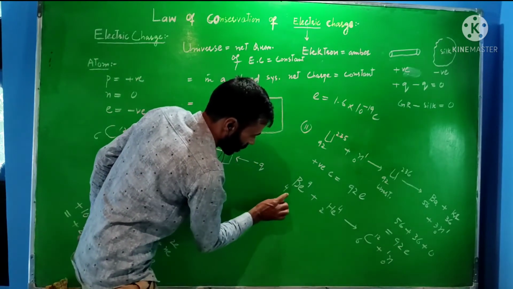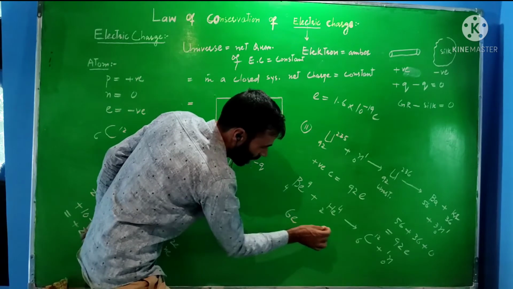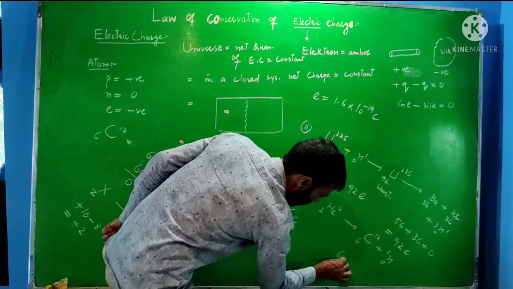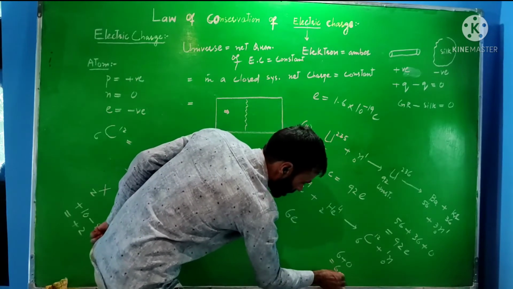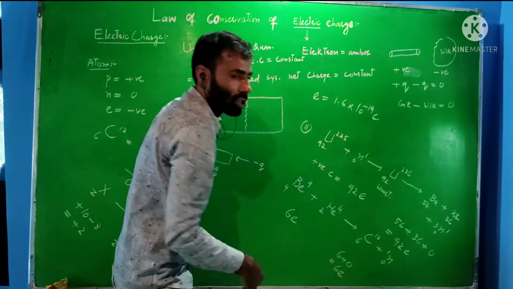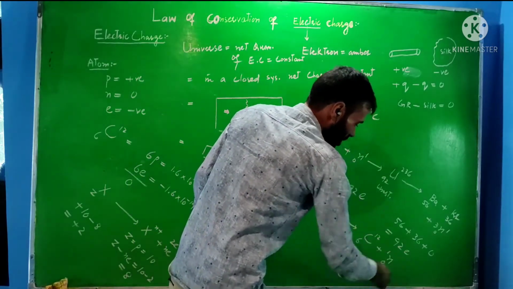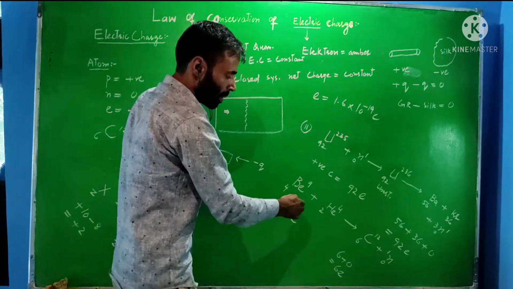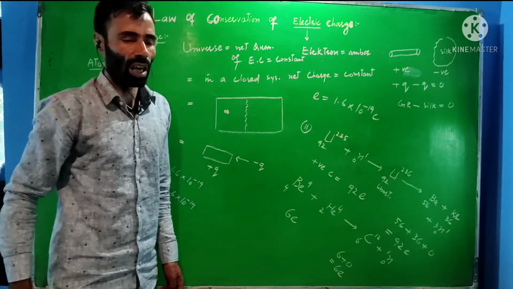Now within this reaction again, 4 plus 2 is equal to 6 e. Here again 6 plus 0 is equal to 6, meaning 6 e amount of charge, 6 times the charge on a proton, that is present on the right side of the reaction. That is equal to the charge that is present on the left side of the reaction.